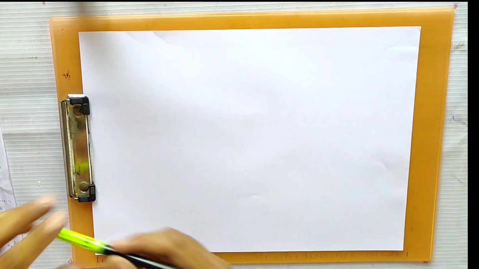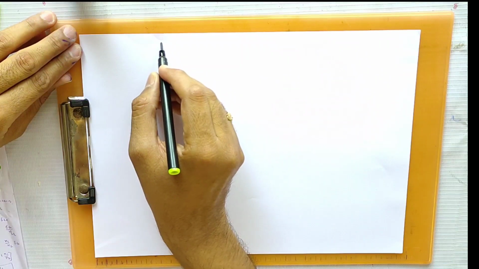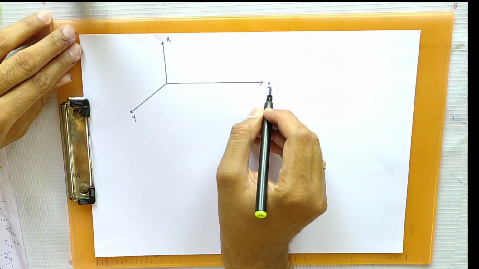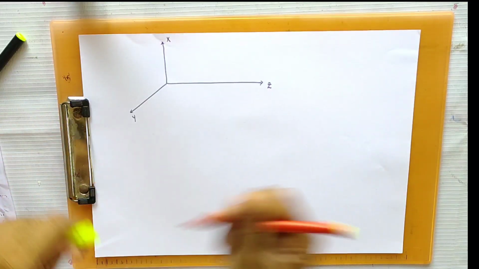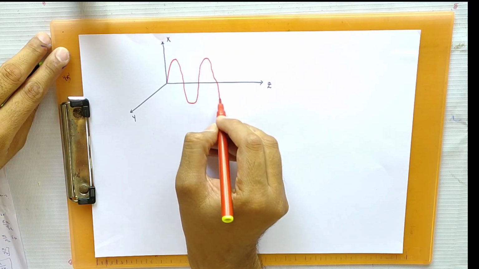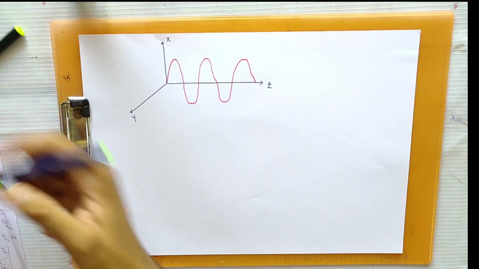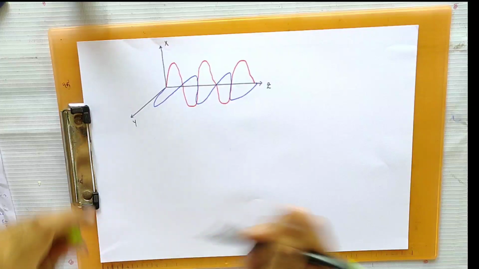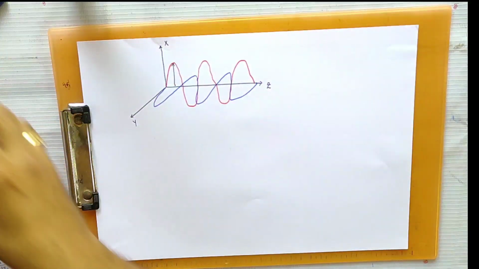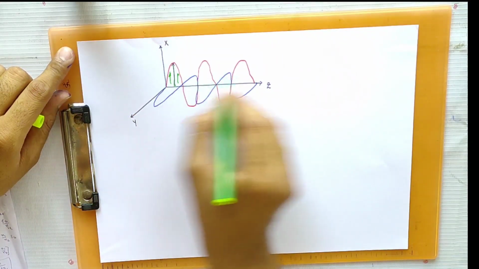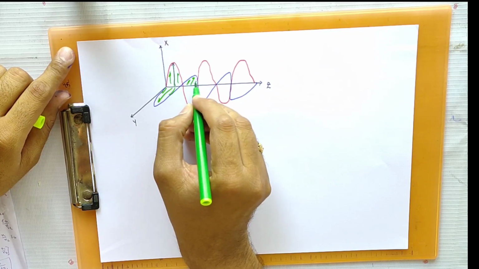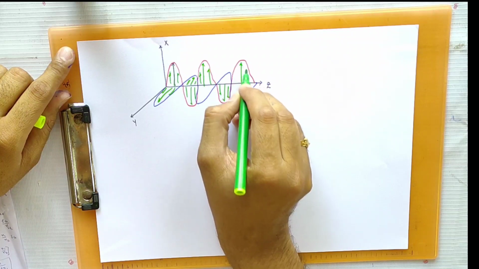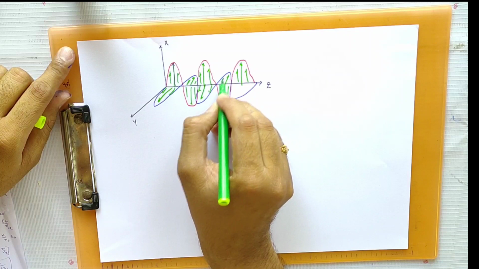Here this is our figure with X, Y, and Z. The electric field is present in the X direction, the magnetic field is present in the Y direction, and the propagation direction is the Z direction. The Z direction indicates the direction of propagation. Clear? So the electric field is in the X direction, the magnetic field is in the Y direction, and the propagation direction is Z.